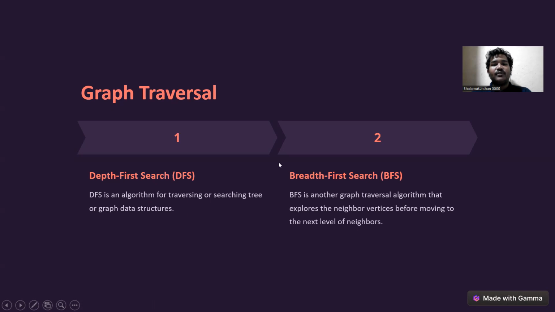There are two types of traversals, that are DFS and BFS. Depth first search. DFS is an algorithm for traversing or searching a tree or graph data structure. Breadth first search is another graph traversal algorithm that explores the neighbor vertices before moving to the next level of neighbors.